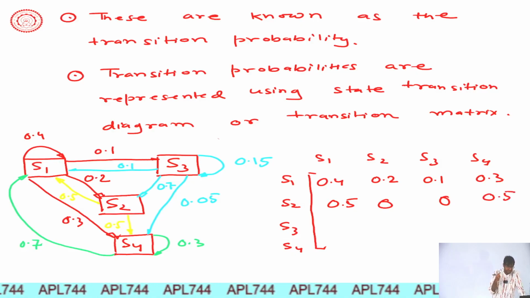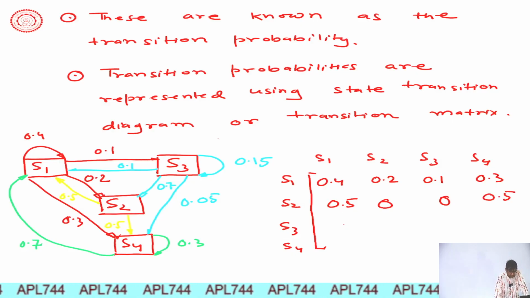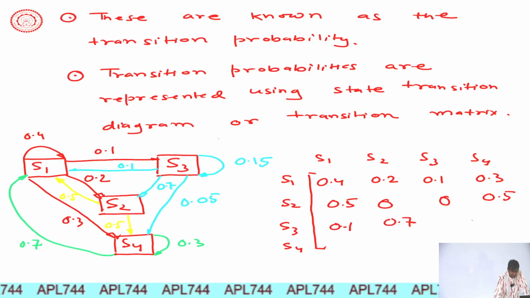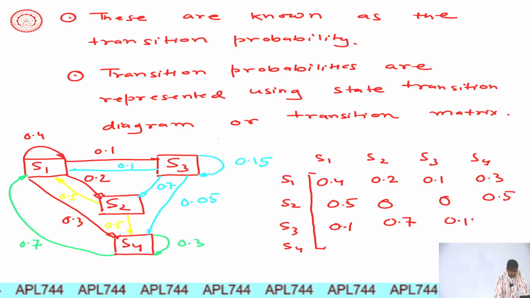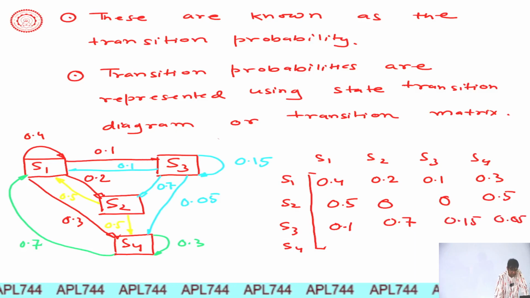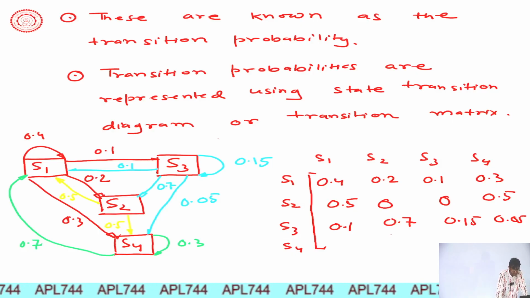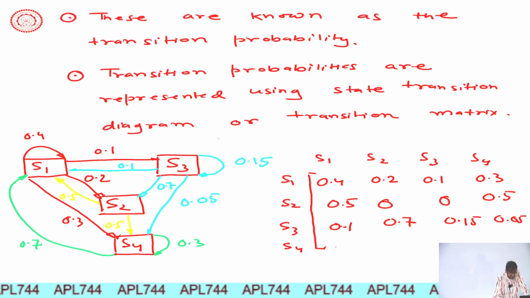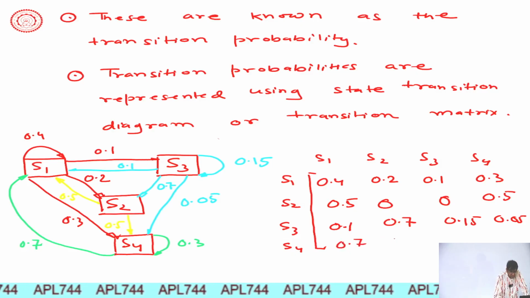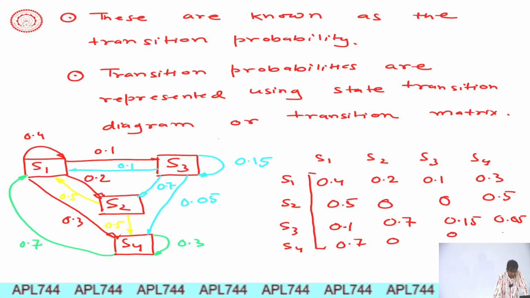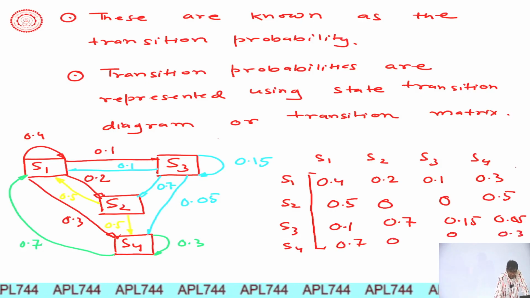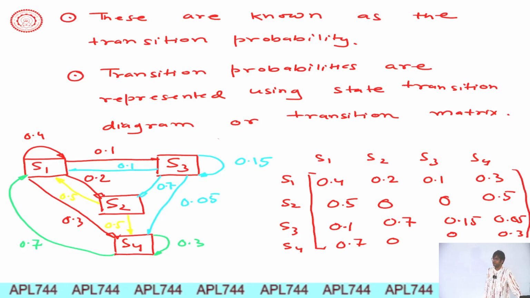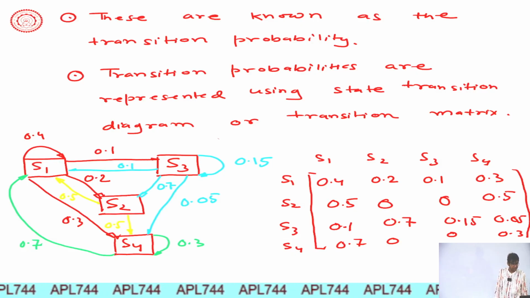Okay. S3 to S1? 0.1. S3 to S2? 0.7. S3 to S3? 0.15. S3 to S4? 0.05. S4 to S1? S4 to S1 is 0.7, right? Rest are 0, and this one is 0.3. So what is your observation from here? Each row should sum up to 1, but the columns need not sum up to 1.